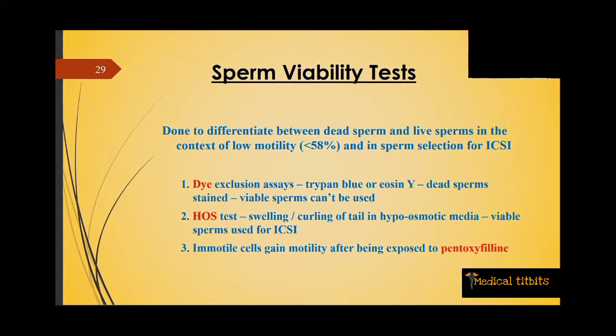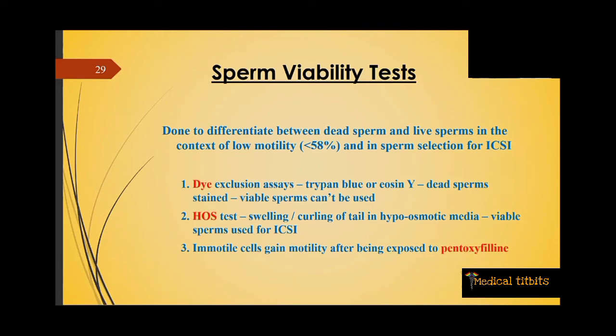So coming to the sperm viability test, viability tests are used especially when the motility is less than 58%. There are 3 types of tests that are useful. A dye exclusion test using trypan blue or eosin-nigrosin. The sperm cells which are stained dark are dead and cannot be used, whereas the viable sperms will be lighter stained.